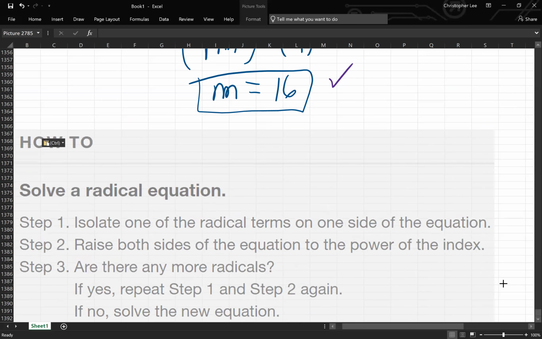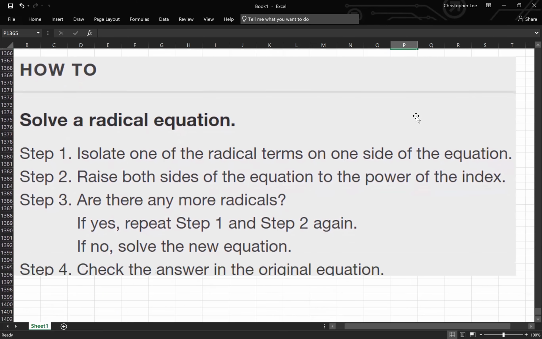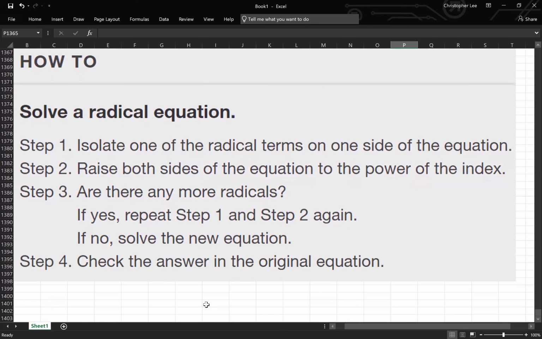So this is our recipe, right? How to solve a radical equation when we have two radicals. Step 1, isolate one of the radical terms on one side of the equation. Step 2, raise both sides of the equation to the power of the index. Step 3, are there any more radicals? If yes, repeat step 1 and 2 again. If no, solve the new equation. And then, of course, step 4, check your answer in the original equation.